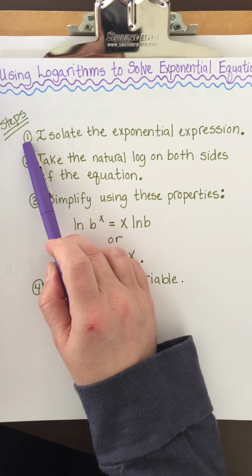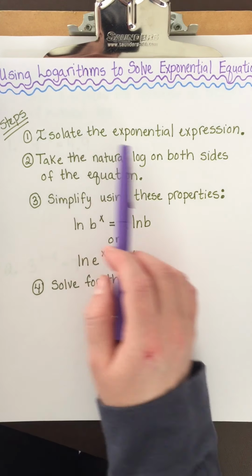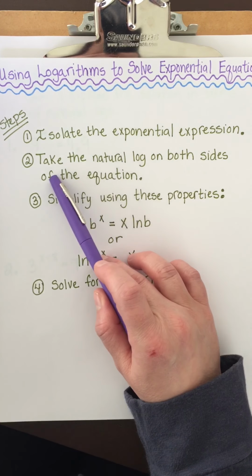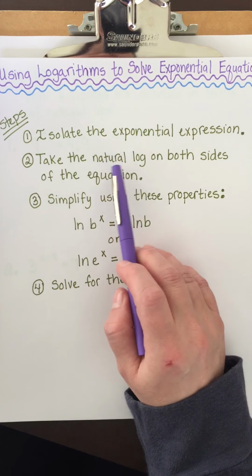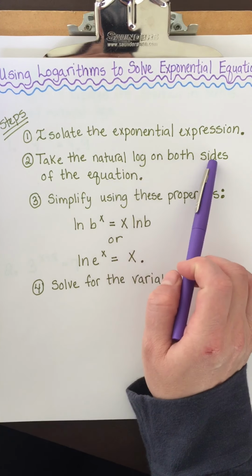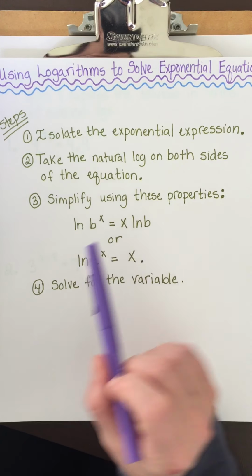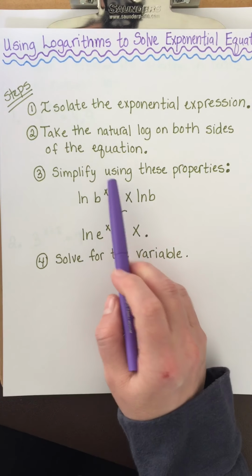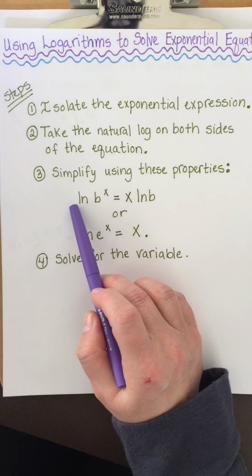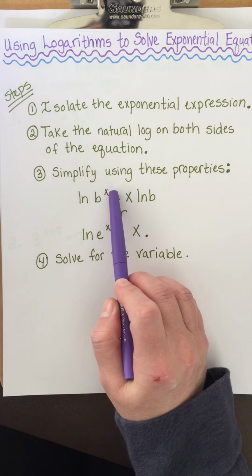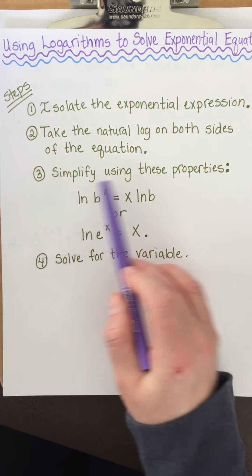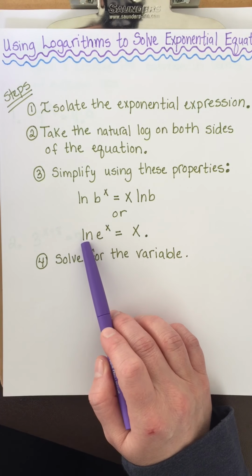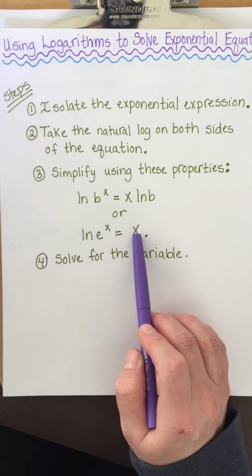The first thing you do is isolate the exponential expression, get it on a side by itself. The second thing is you're going to take the natural log on both sides of the equation. The third thing is you simplify using these properties, and this is the power rule. When you take the log of something being raised to a power, you can pull the power out front and multiply. Or you want to use the rule of natural log of e to the x equals x.